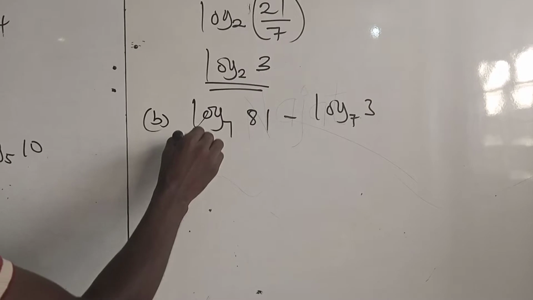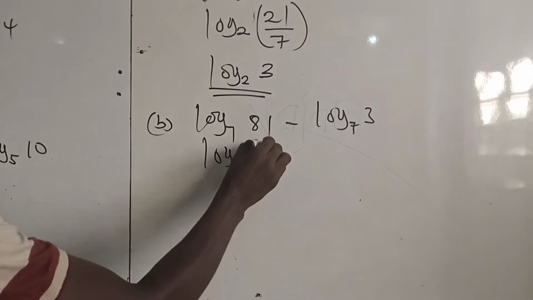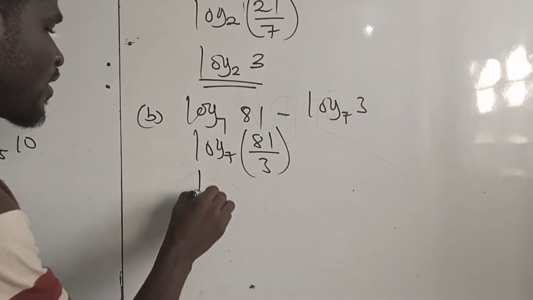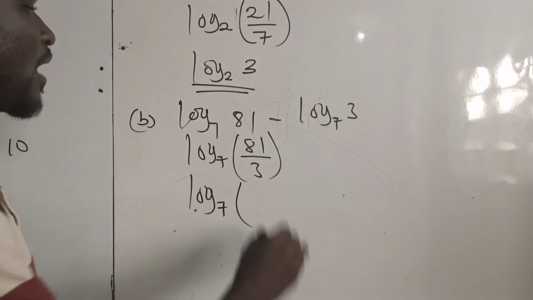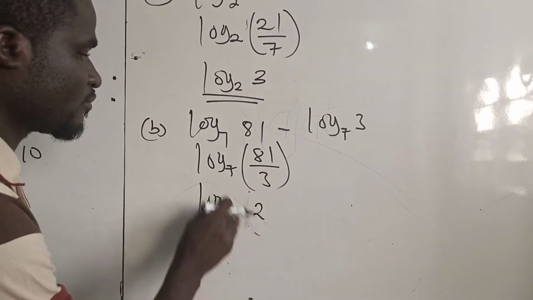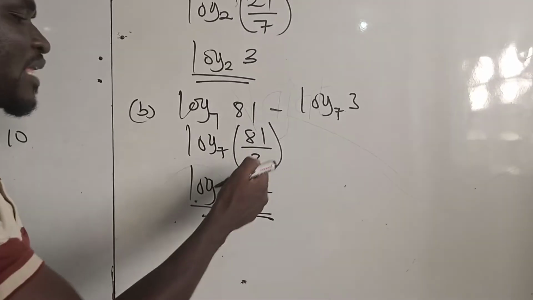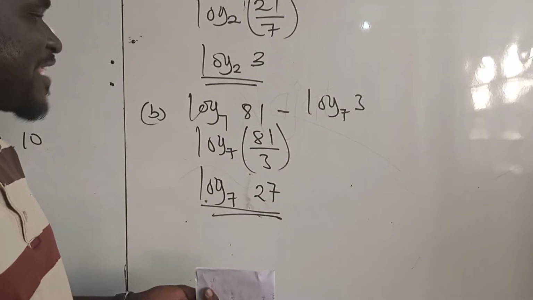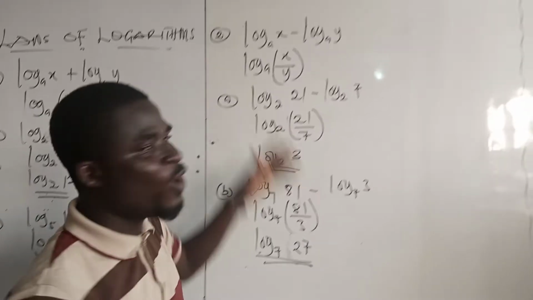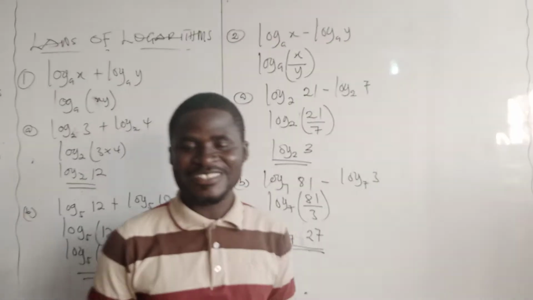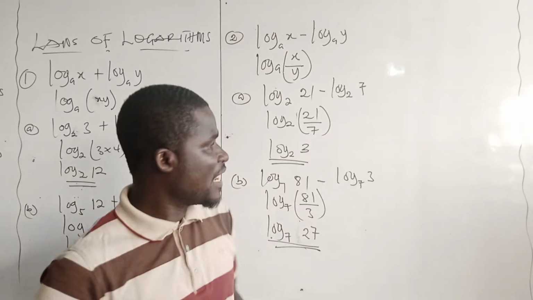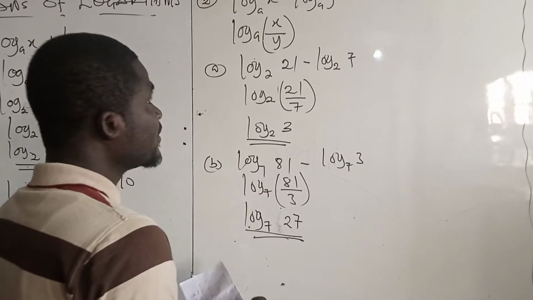So we are going to have log 7 81 divided by 3 log 7. Now 81 divided by 3 will give us 27, because 3 times 27 will give us 81. So this is how you're going to solve a question like this. That's the second law of log. It is not difficult. Log questions are not difficult. So take note. Good. Now let's go to the third law.